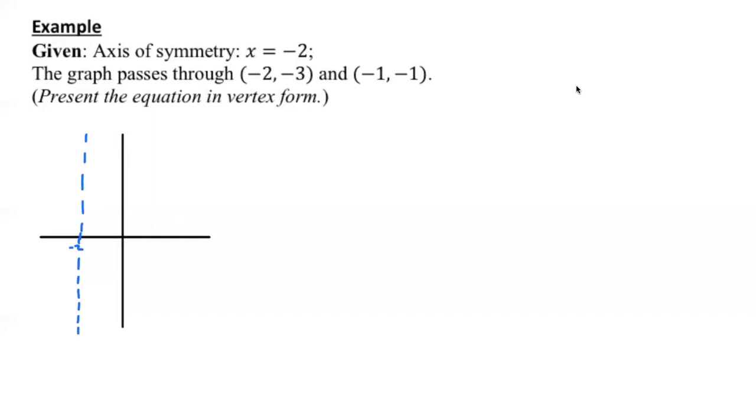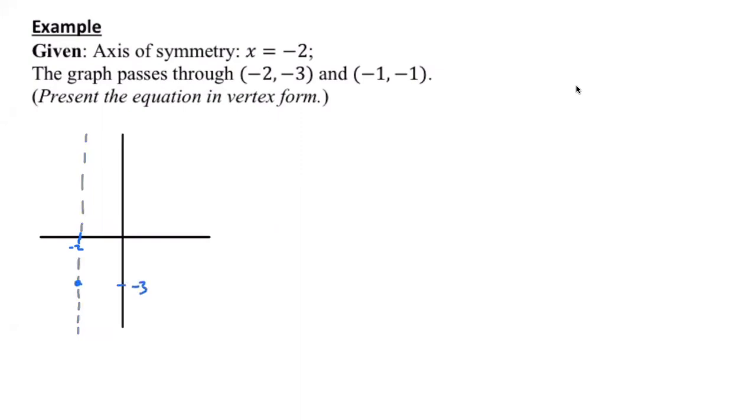(-2, -3). So we can plot a point. Let me go ahead and have a little visual effect. Let me do the axis of symmetry with a gray line so that you can see better. And then I'm going to plot (-2, -3).